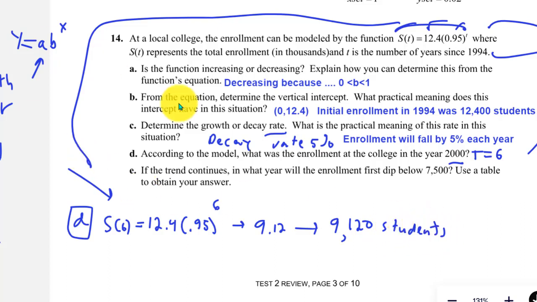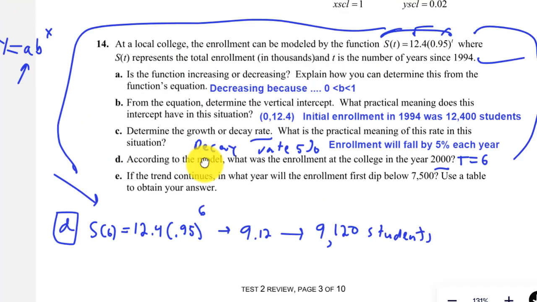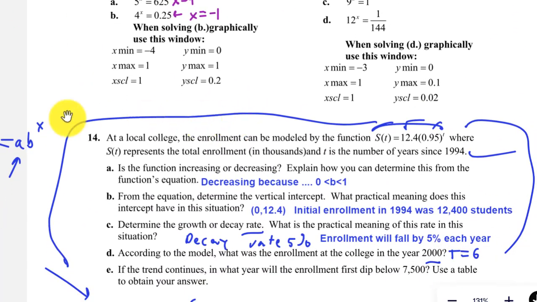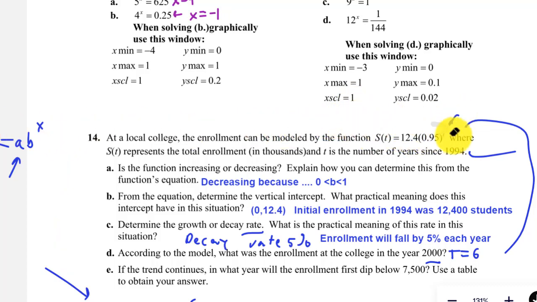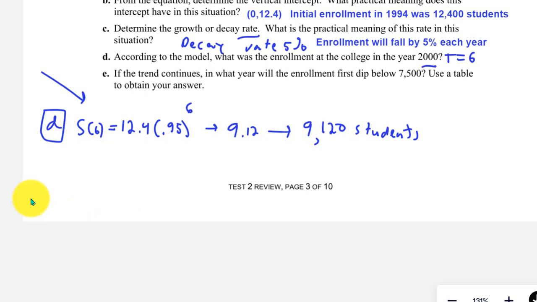Okay. And then the last piece, letter E. What year will the enrollment first dip below 7,500? Right. So again, we're gonna now substitute 7,500 into S, and we're gonna solve for time. Okay. So again, just to be clear, this time they're giving us S. It's the enrollment, but we don't know the time or the number of years after 1994. So I rewrite the equation down here. Let's see, letter E.